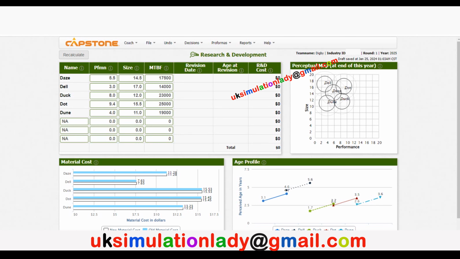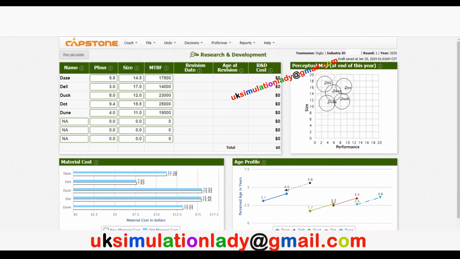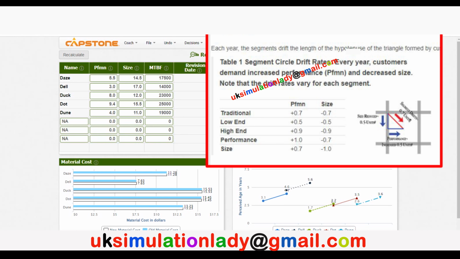Daze Capsim R and D decisions. With these 2 reports, let's make the Capsim Round 1 R and D decision for our first product, Daze. Based on the attached Capstone Courier report for Round 0, we know that the ideal age for traditional segment products is 2.0 years. Additionally, the Industrial Condition Report shows that the drift rates for the traditional segment are plus 0.7 for performance and minus 0.7 for size.